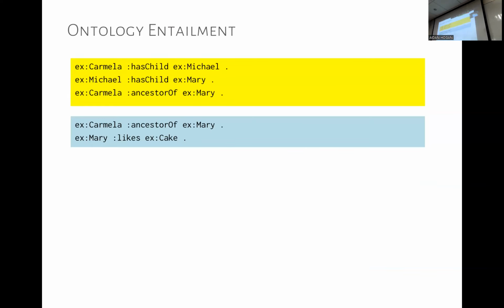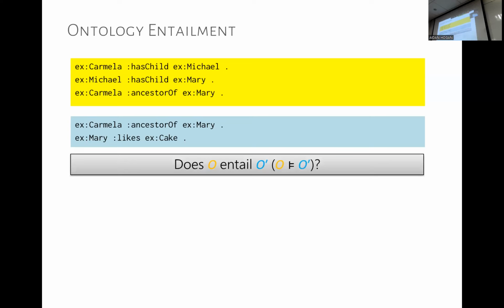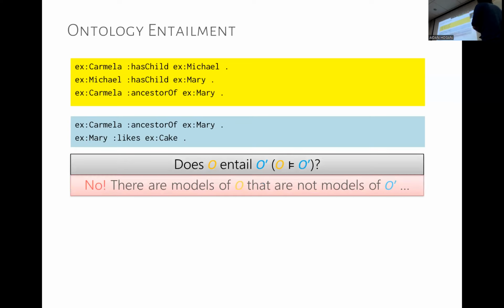Do we have an entailment here? Does O entail O prime? Does the yellow ontology entail the blue ontology? No, we have no way to know that Mary likes cake. So does O entail O prime? No, there are models of O that are not models of O prime.